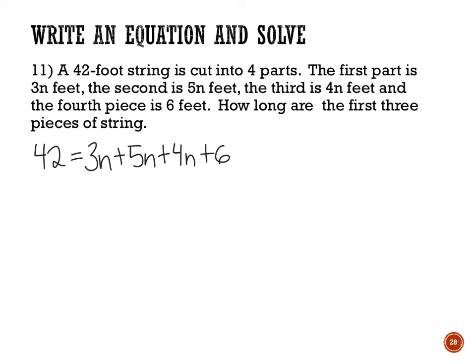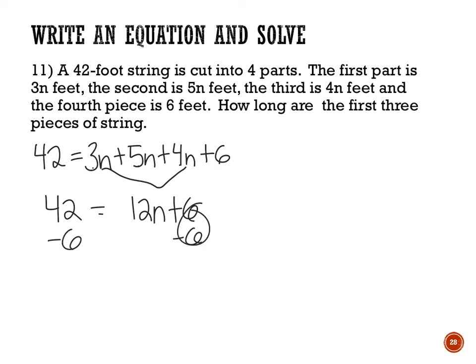So first, before I can find out how long the 3 pieces are, I have to find out what N is. So the first thing I'm going to do is combine like terms. I'm going to add 3N plus 5N plus 4N. So 3 plus 5 is 8. 8 plus 4 is 12. So I have 12N plus 6 equals 42. Subtract 6 from both sides. 42 minus 6 equals 36 equals 12N. Divide by 12 on both sides. 12 divided by 12 is 1. 36 divided by 12 equals 3.